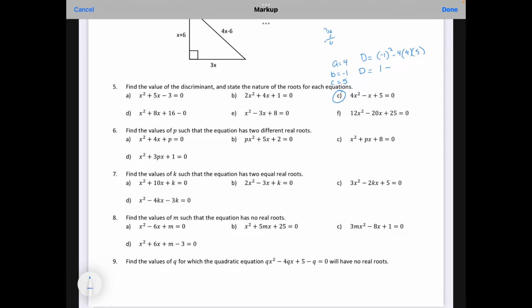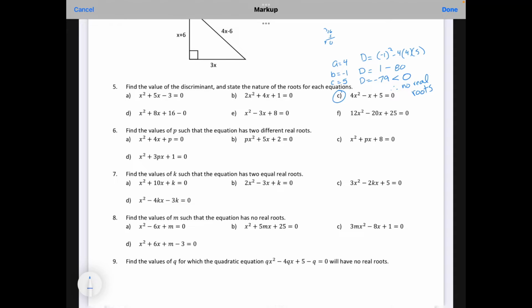5 times 1 is 5. So this is going to give me 1 minus 80. So my discriminant is minus 79, which is less than 0. So therefore, I can say that there are no real roots.